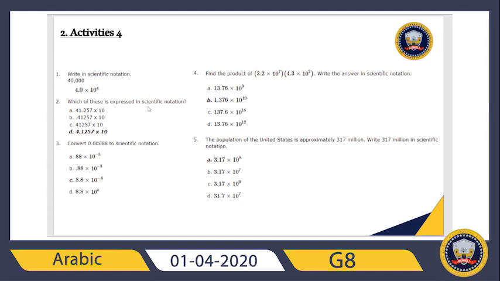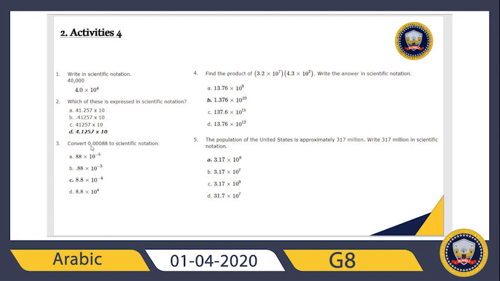Okay, which of these is expressed in scientific notation? I'll look at these numbers. They are all multiplied by 10. Okay, but these numbers, we said that these numbers here should be between 1 and 10. This is not between 1 and 10. This is not between 1 and 10, of course. This is also, this one, 4.1257 is between 1 and 10, so this is the correct one.